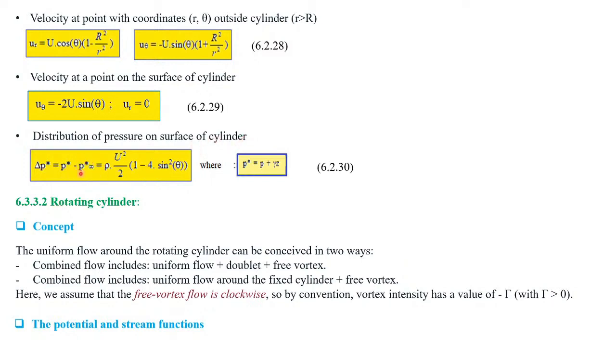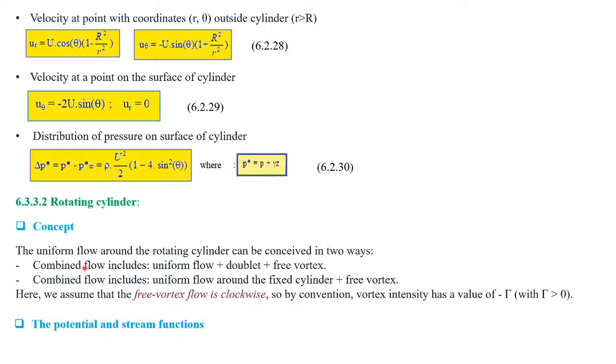If we use gauge pressure and assume this value is 0, then the pressure on the surface of the cylinder can be found by this formula. Okay, and now the second case, we come to the rotating cylinder.